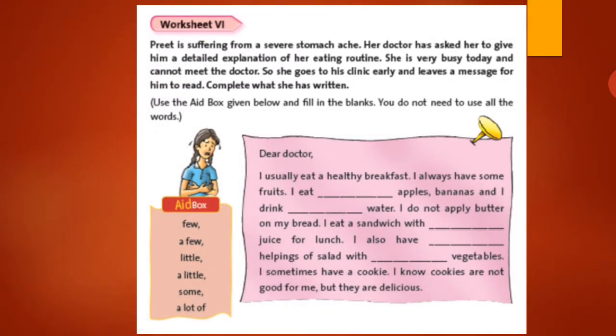Worksheet 6. Preet is suffering from a severe stomach ache. Her doctor has asked her to give him a detailed explanation of her eating routine. She is very busy today and cannot meet the doctor. So she goes to his clinic early and leaves a message for him to read. Complete what she has written. Use the aid box. This is the aid box given here. We have to use this to show what Preet takes in what quantity.